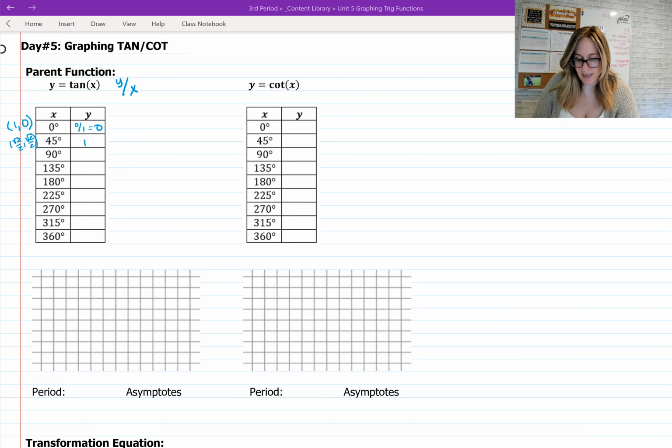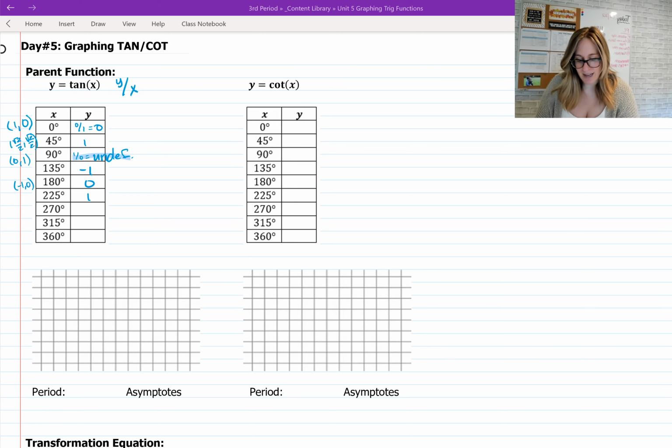90 degrees is 0, 1. This is going to give us 1 over 0, which is actually undefined. That's going to be important. 135 is going to give us -1, so that's negative root 2 over 2, positive root 2 over 2. 180 is -1, 0, so that gives us 0. 225 is going to give us +1. That's our third quadrant angle, so both x and y are negative, so it does simplify to +1.